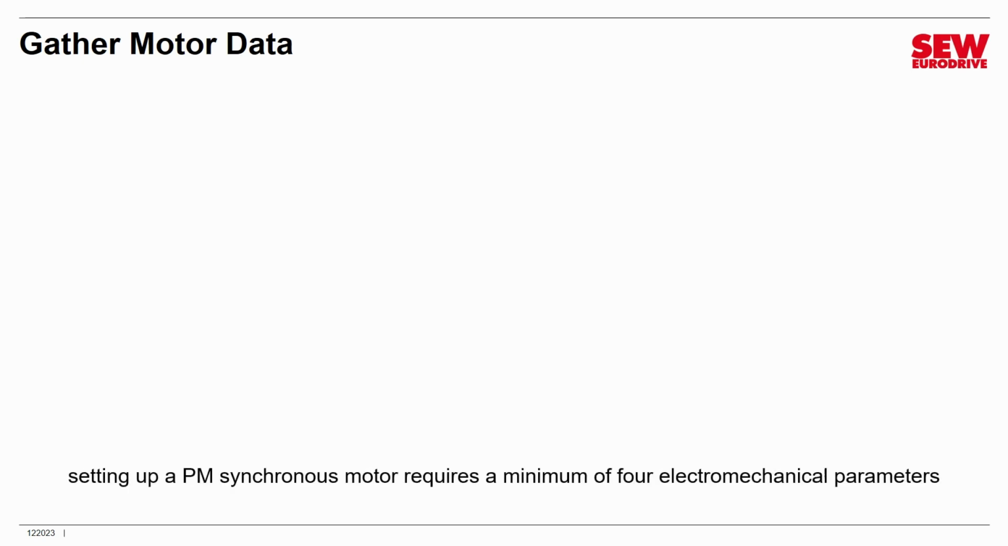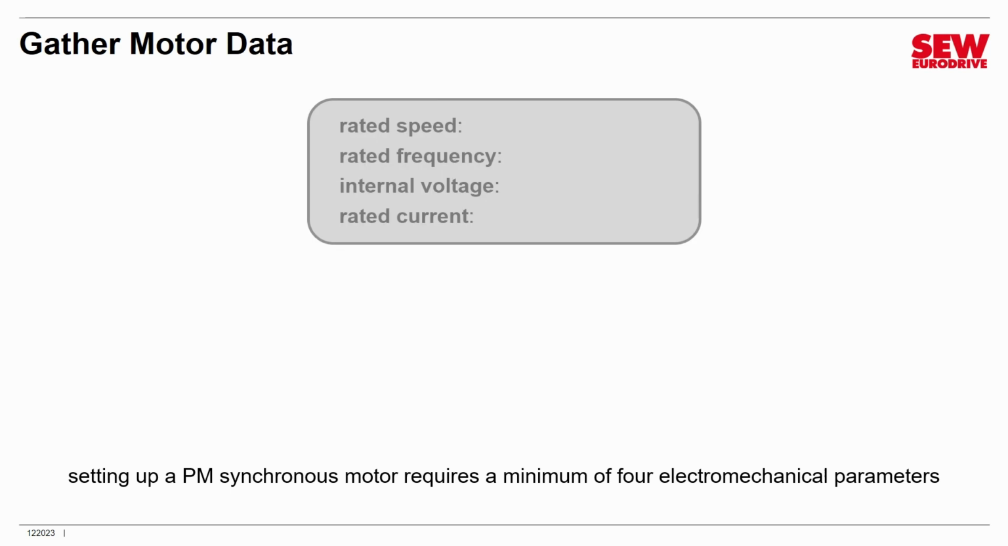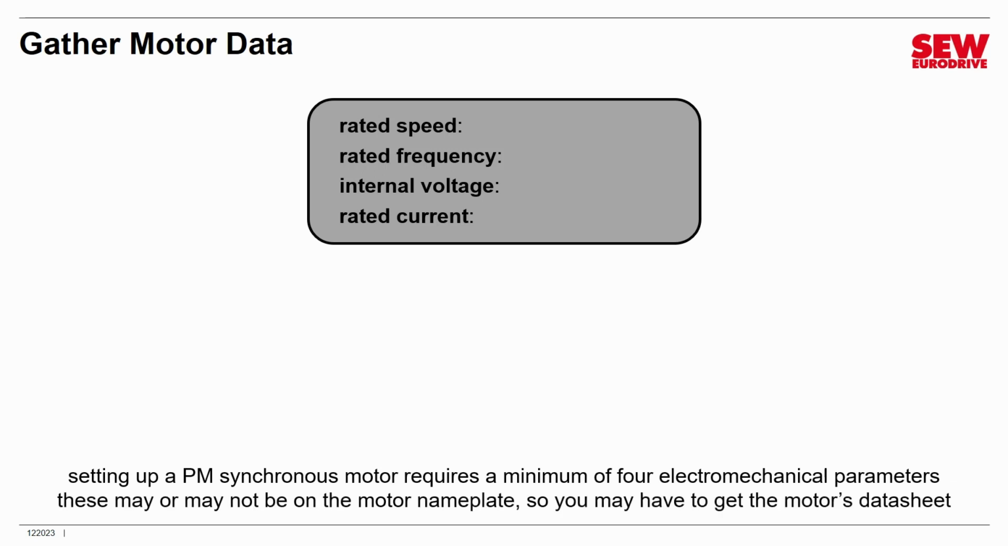Well, you need 4 basic electromechanical parameters. And if you're setting up a non-SEW servo motor or PM synchronous motor, you'll need to gather this same information from the nameplate or the manufacturer's datasheet. This is what you need. You need the rated speed, the rated frequency, the internal voltage, and the rated current. I'm going to warn you, this information is often not on the motor nameplate, so you may have to get the datasheet or even call the manufacturer's technical support line and ask about this.